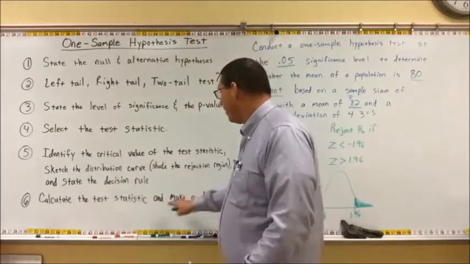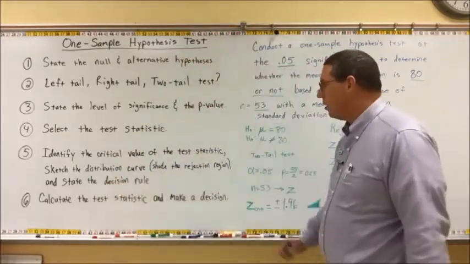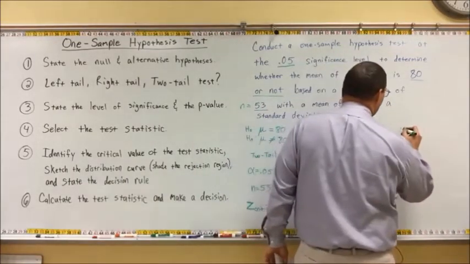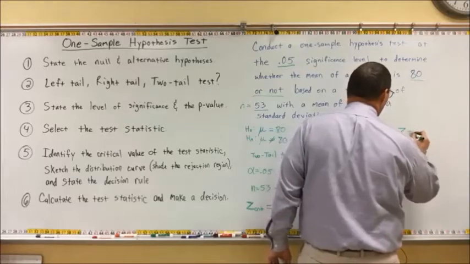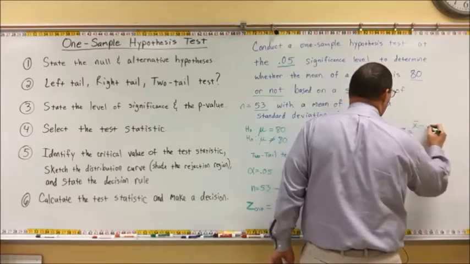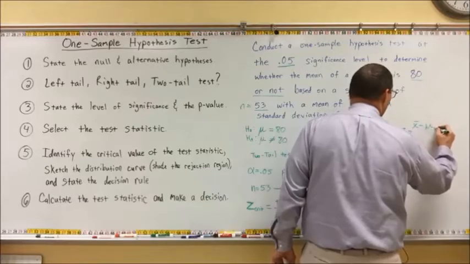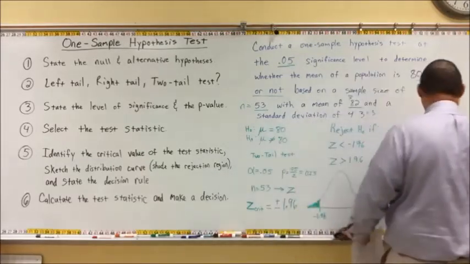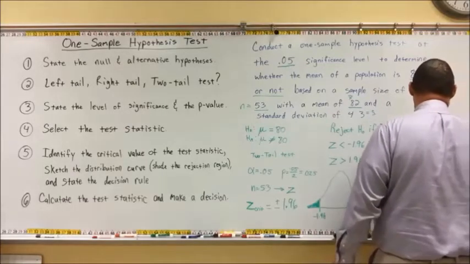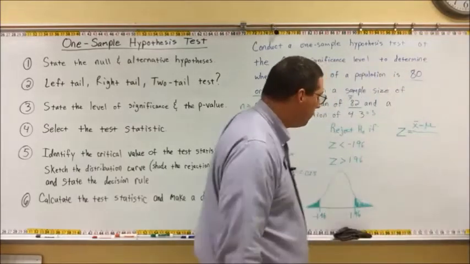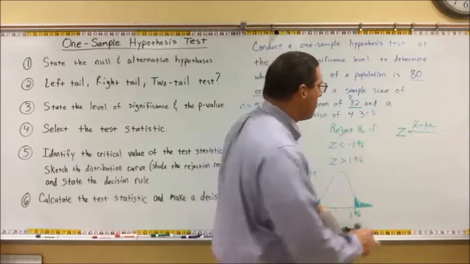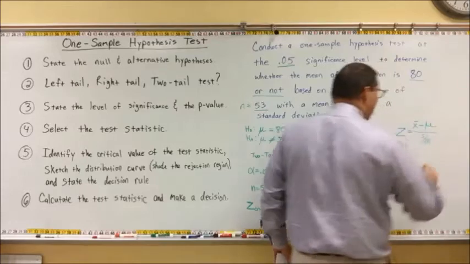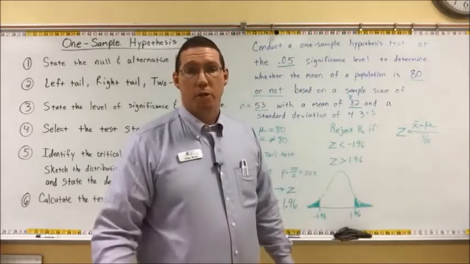That's the end of step 5. Now let's do step 6. Calculate the test statistic. To calculate the z-statistic, we're going to do x bar minus mu, over S divided by the square root of n. Okay, that's what we're going to calculate.